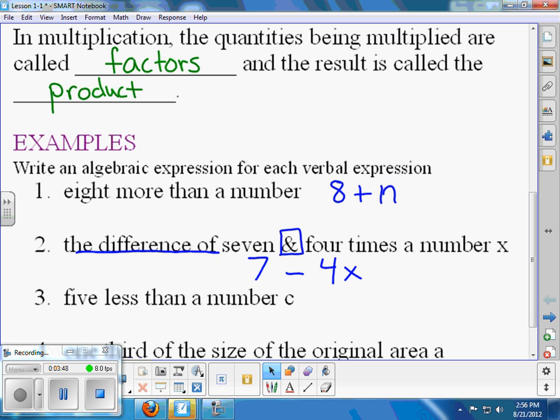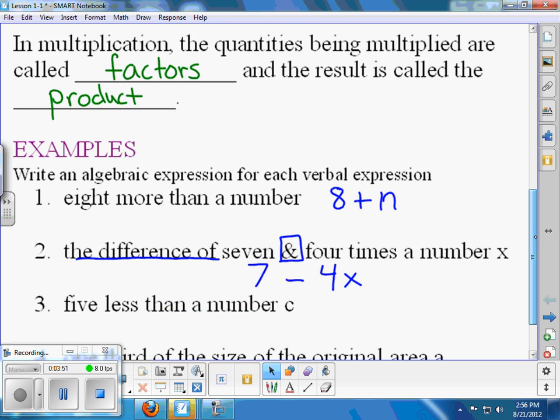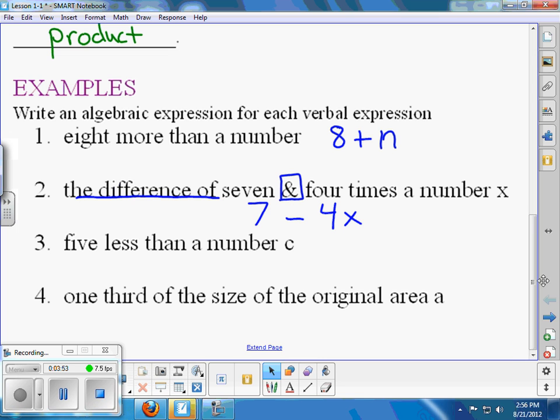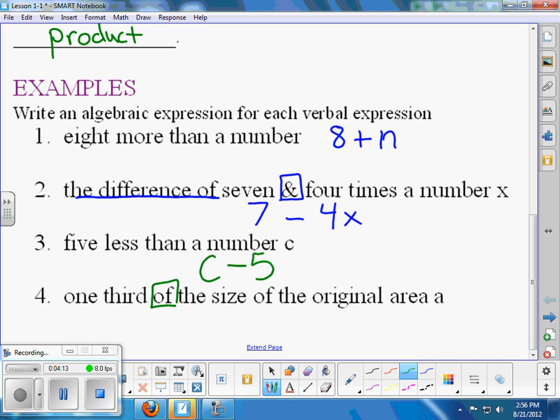Number 3 is 5 less than a number c. 5 less than a number c means that the 5 needs to be at the end of that subtraction problem. And lastly, number 4, 1/3 of the size of the original area A. In this case, this of means multiplication. 1/3 of the size of the original area A is simply 1/3 times A.